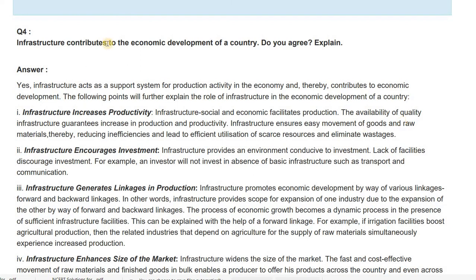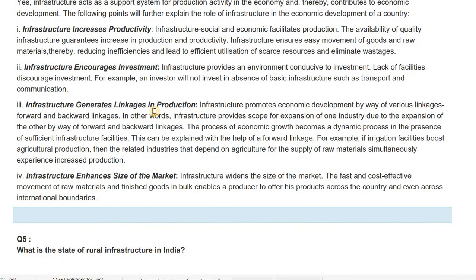Next one, infrastructure encourages investment. Infrastructure provides an environment conducive to investment. Lack of facilities discourages investment. Suppose, for example, an investor will not invest in the absence of basic infrastructure such as transportation and communication.